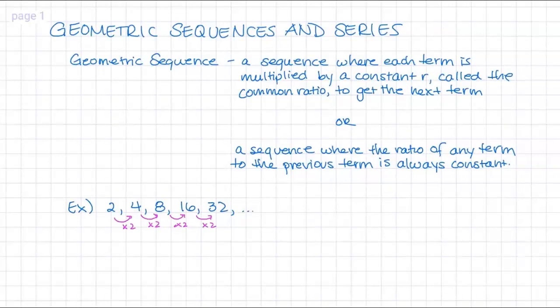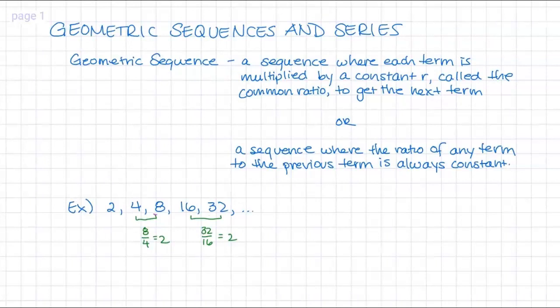But another way you can think of it is if you take the ratio of any two consecutive terms, it always has to be the second divided by the first. So for instance, let's say that I wanted to look at these two consecutive terms. 32 divided by 16 is 2. I could look at these two consecutive terms and say 8 divided by 4 is 2. And so every time I divide two consecutive terms, I'm always going to get 2. Therefore, it's geometric, and that constant ratio, the common ratio, is 2.